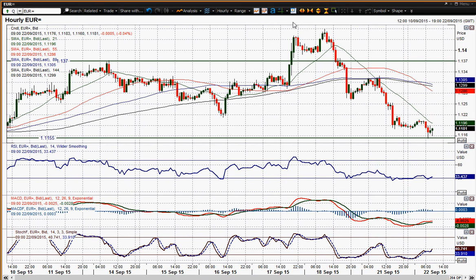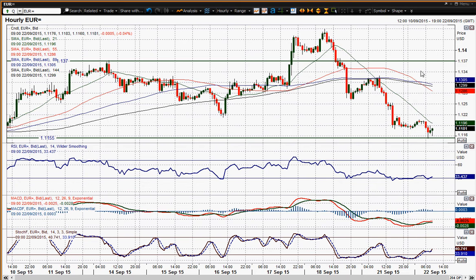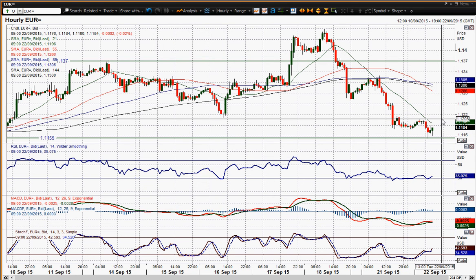In terms of the resistance overhead, well, we've already seen the, oh no, I have to just unwind that. Sorry, a bit of technical difficulties there. Yeah, we've already seen an unwind back towards that old breakdown, 12.15. 12.12 was the to-the-pip level, but 12.15 on that daily chart, as I said to you. So that is already becoming a basis of resistance again, 12.06.